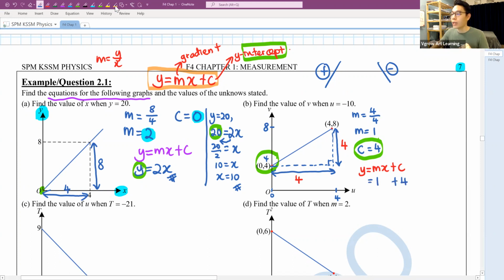But I want you to know that not all the time it is going to be a y and an x like that one. Okay, it's not all the time it's y and x. You have to be careful and look at the graph.